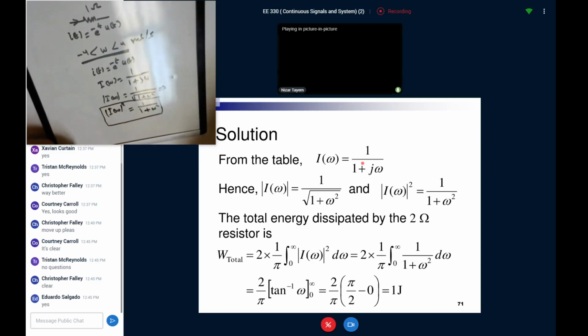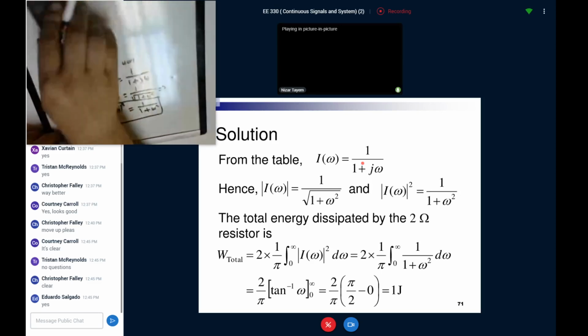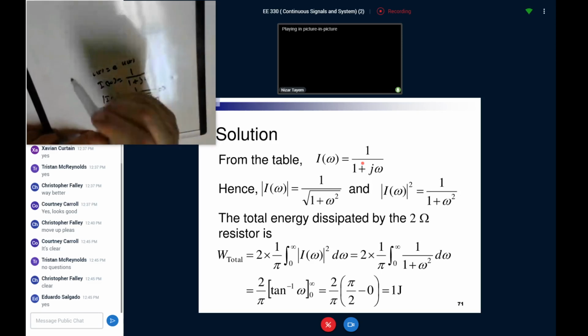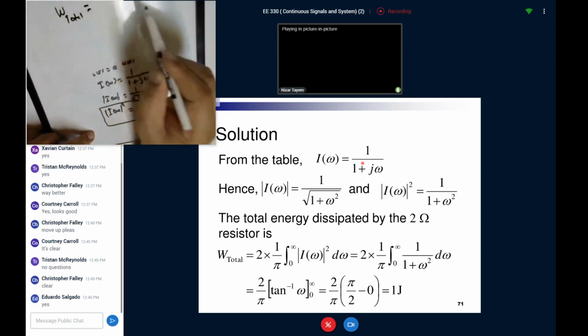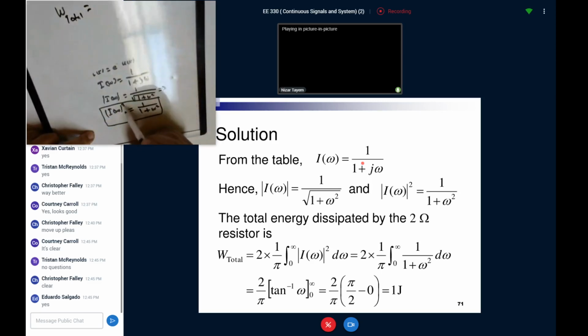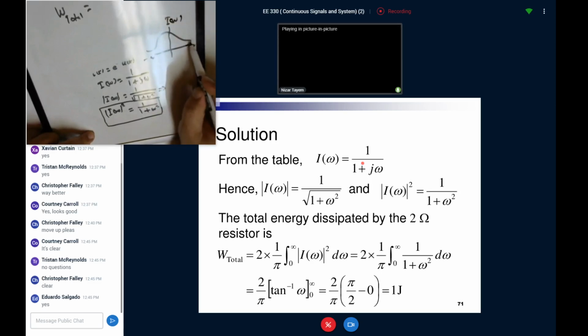So the next step here, we need to find out the total energy. If we do W total, it is equal to, so if I need to sketch what I(omega) is going to be, it is going to be something like that. This is my I(omega), and this is from minus infinity to infinity. If we consider from minus infinity to infinity, we'll have the total energy.